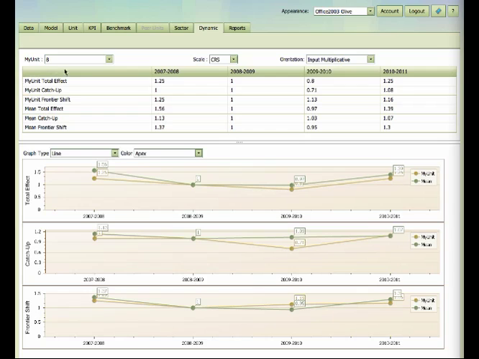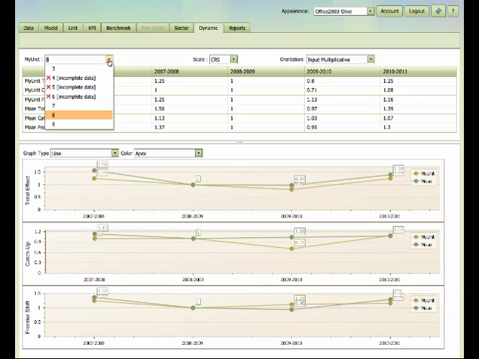In addition to the information about my unit that is being analyzed, you also get information about all the other units, their total effect, catch up, and frontier shift. You get the mean values across all the firms in the sample or in the industry. You can choose which unit you want to analyze, specifically up here.